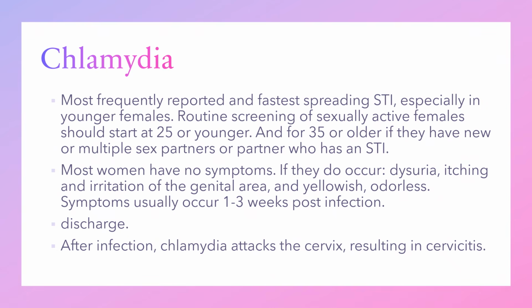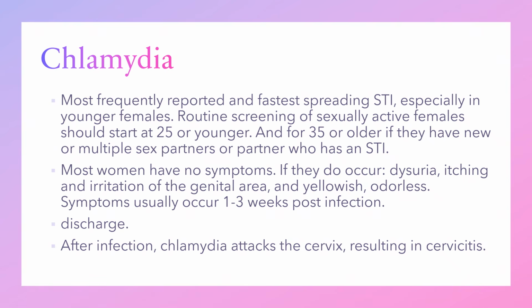First up, we have chlamydia. This is the most frequently reported and the fastest spreading STI, especially in younger females. Routine screening of sexually active females should start at 25 or younger, and for 35 or older if they have new or multiple sex partners or a partner who has an STI.